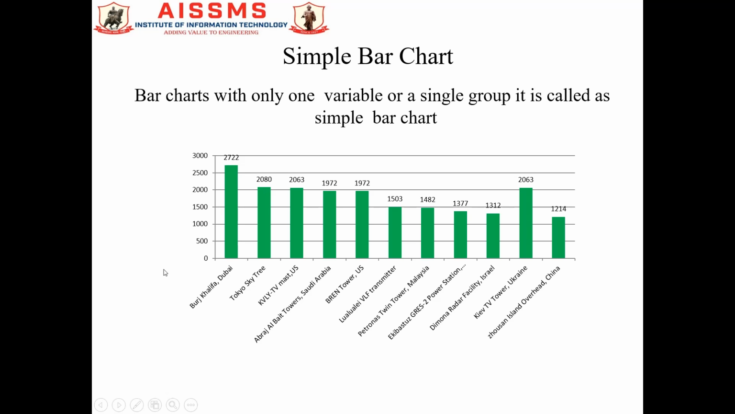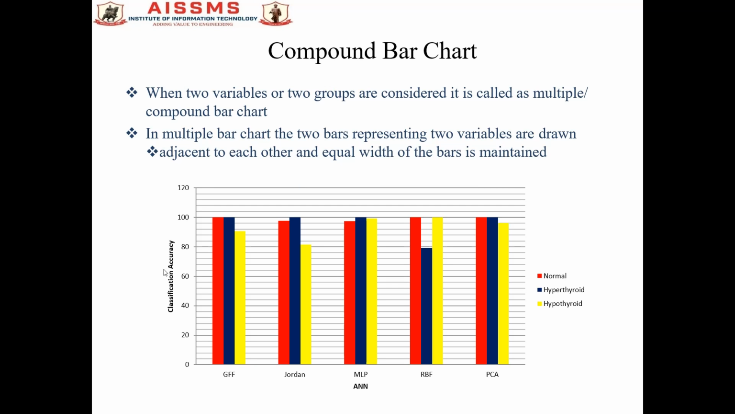Okay, so this is how simple bar chart is very eye catchy. This is compound bar chart. When two variables or two groups are considered, it is called as a multiple or compound bar chart. In multiple bar chart, the two bars representing two variables are drawn adjacent to each other and equal width of bars is maintained.